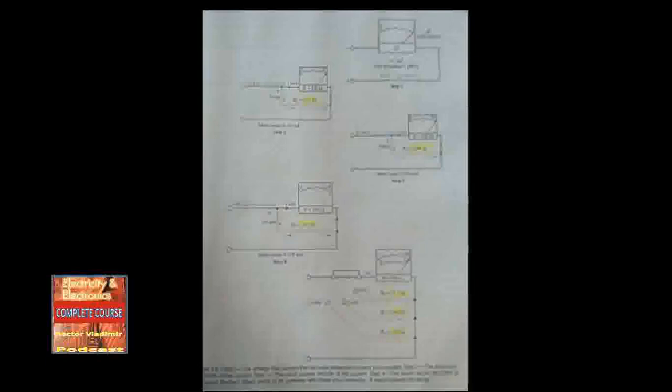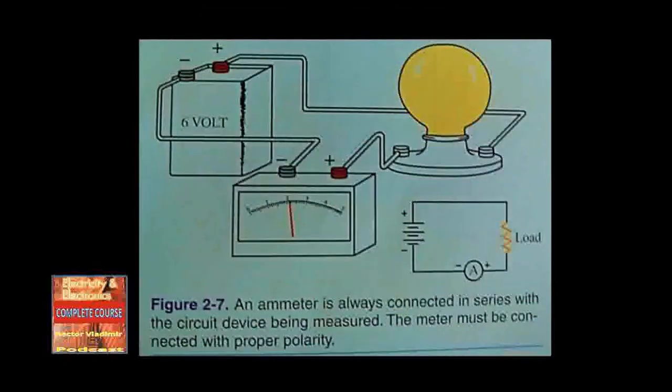In figure 2-7, you will see the proper way to connect an ammeter to an electrical circuit. The ammeter is connected to the circuit. It becomes part of the circuit in order to allow the current to flow through the meter coil. To connect an ammeter to a circuit, one usually has to make an open or disconnect some device in the circuit.